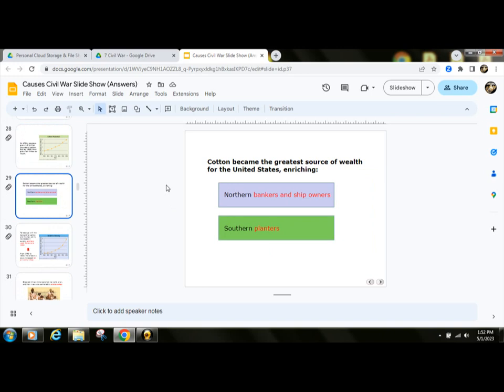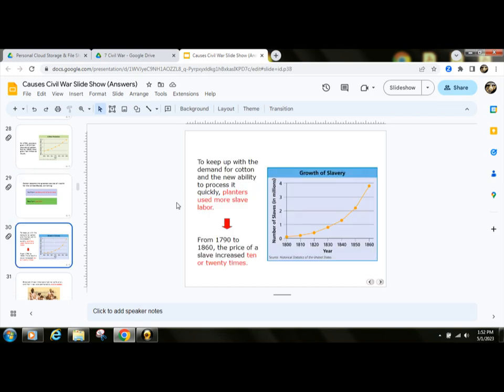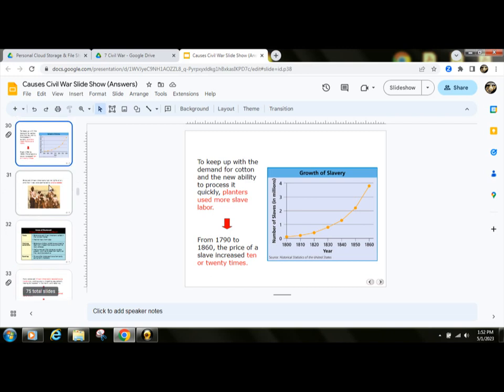Cotton became the greatest source of wealth for the U.S., enriching northern bankers and ship owners, and then again southern planters. To keep up with the demand for cotton and the new ability to process it quickly, planters used more slave labor. So from 1790 to 1860, the price of a slave increased 10 to 20 times. So the growth of slavery, you can see, because of cotton, and you needed that manual labor to pick the seeds out of cotton. Every decade, you could see that slavery grew. So it's fair to say that slavery was needed by the South, okay, for their agriculture.